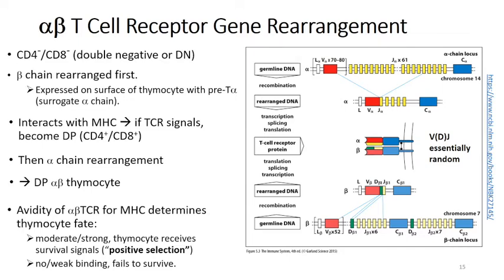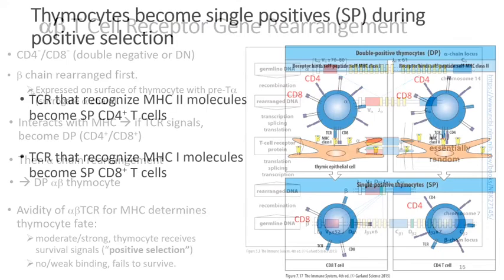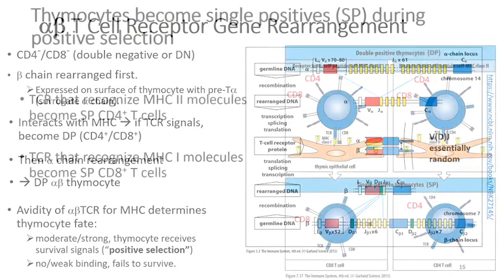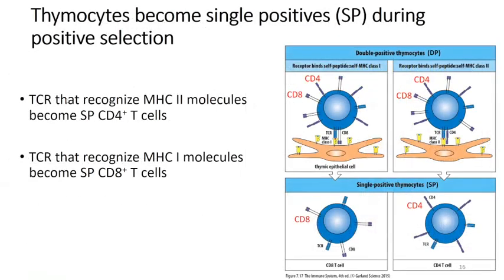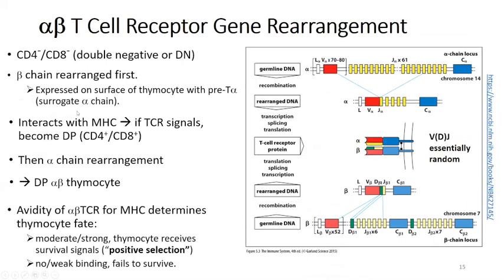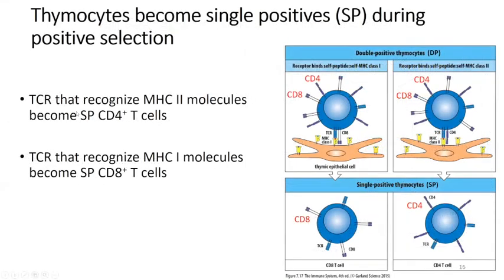So the ability of that T cell receptor and MHC strong interaction, that T cell will survive. But if it's a weak interaction, it doesn't survive. In fact, most of the T cells die often in the thymus. But before they leave, the thymocytes have to become a single population.